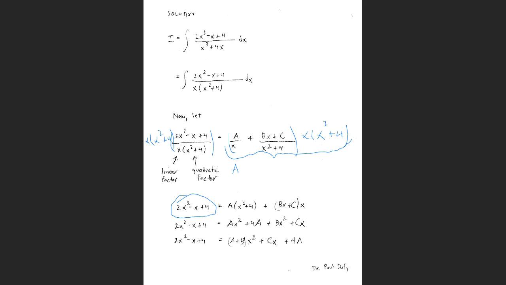So we're distributing this to both of those fractions. So you have a over x times x squared plus 4. That looks better. And then you have bx plus c over x squared plus 4 times x squared plus 4.